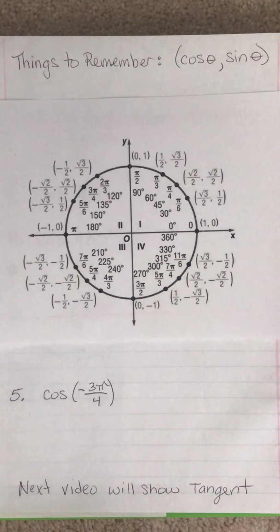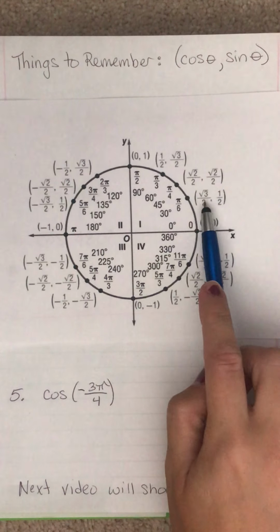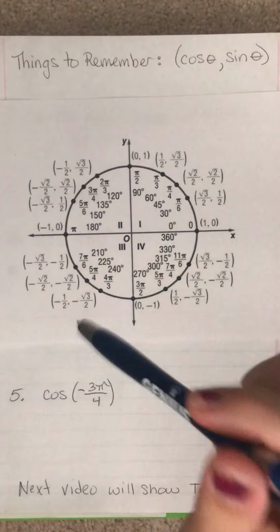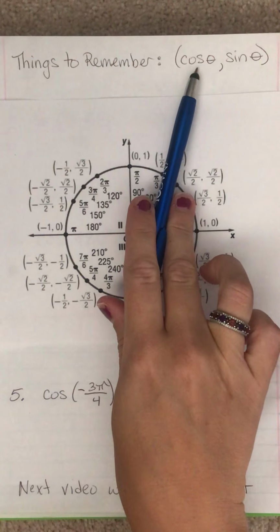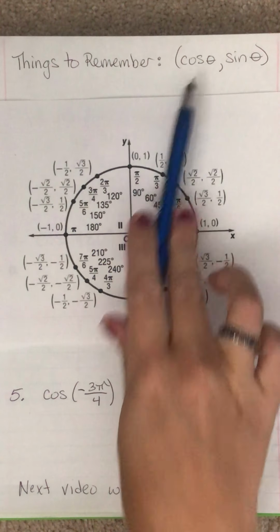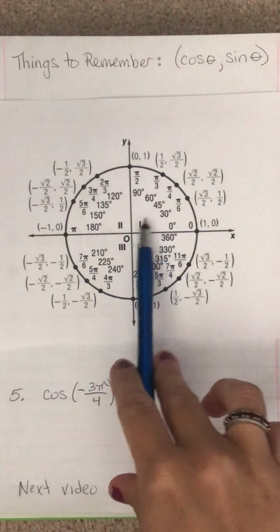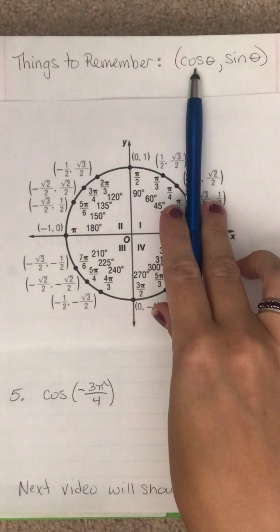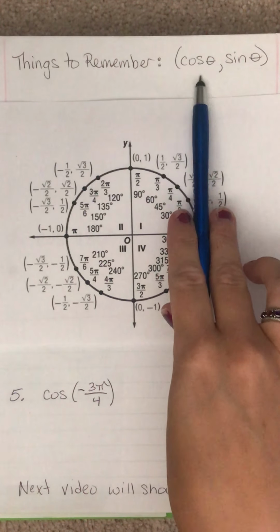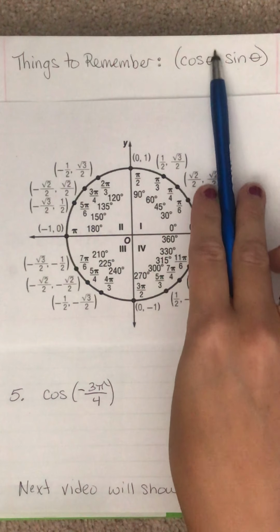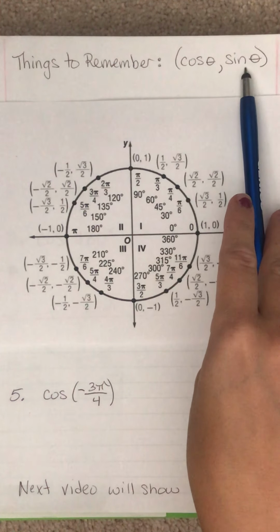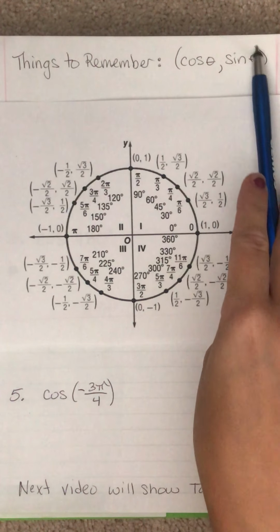So your 30, 60, 90 triangles and your 45, 45, 90 triangles, of which the hypotenuse, which represents the radius of the circle, has a measure of 1. That is how each one of these ordered pairs was created. If you also recall from the video, because of our special right triangles, we can simply say that cosine of theta represents the x value of the ordered pair, and sine of theta represents the y value of the ordered pair.